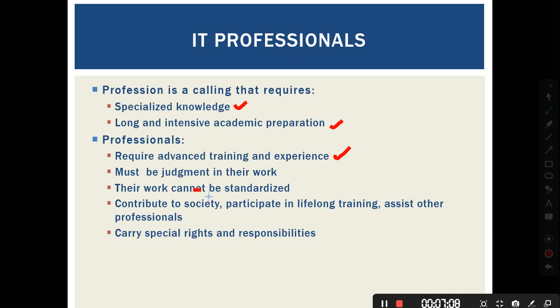They have good work experience, they have judgment techniques, and their work is standardized. They are considered as contributing to society, and they have a good relationship with other professions.